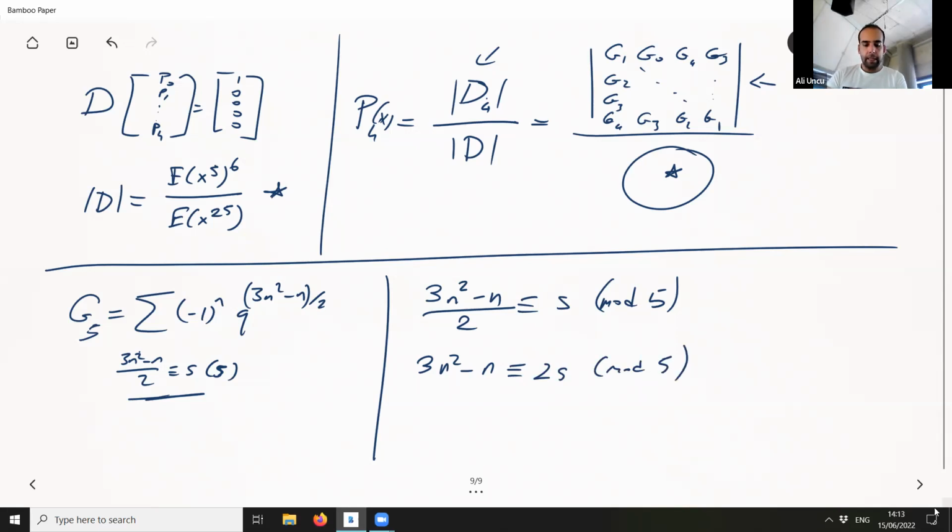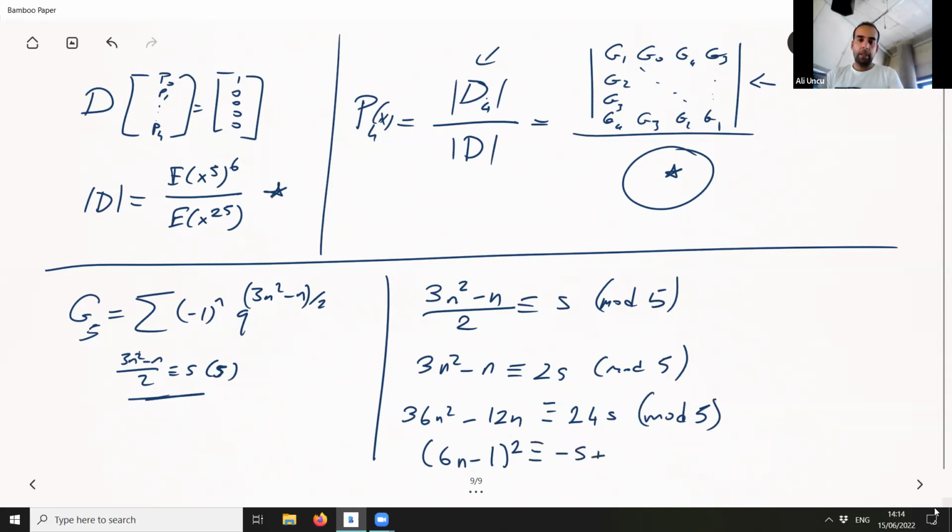And then I want to multiply everything with 12. So it is 36n squared, and by 12, it became 24S mod 5. And after all, you can turn it into (6n minus 1) to the power 2. So 24S is minus S modulo 5. And I need that plus 1 here. So there's another plus 1 there. Minus S plus 1 mod 5.